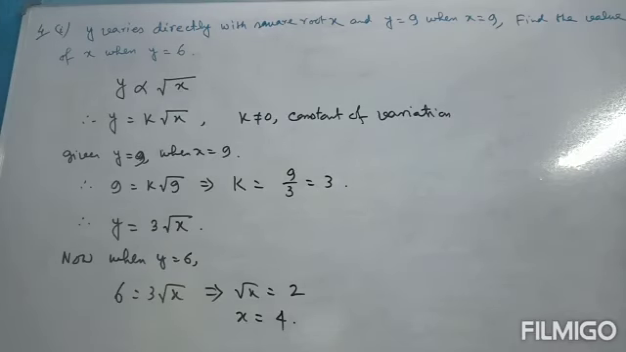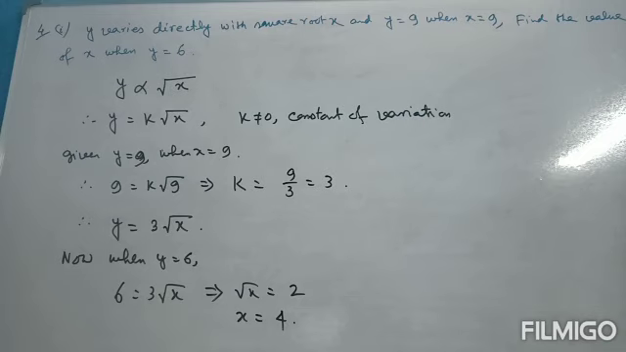First we take an example of direct variation. Question from your book, question number 4.1. Y varies directly with square root of x and y is equal to 9 when x is equal to 9. Find the value of x when y is equal to 6.